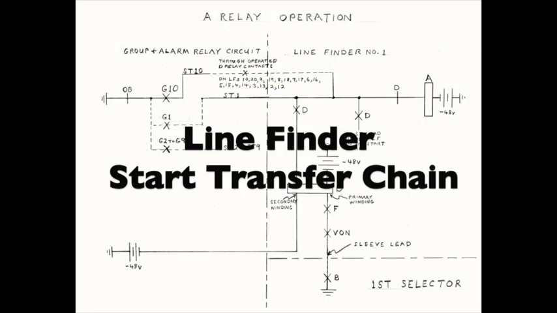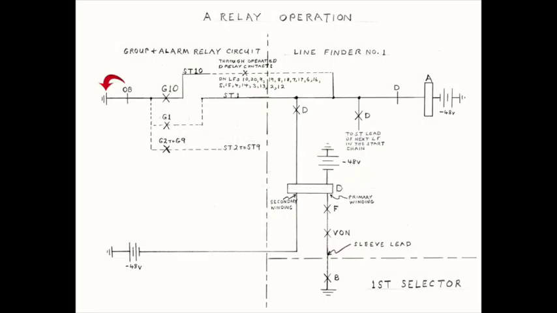The second thing the operated G relay does is extend ground to its subgroup start lead. The start lead connects to what is called the line finder's start transfer chain. The start ground will connect to the A relay winding of an available line finder. The A relay winding has battery on its other side, and so the A relay operates when connected to the grounded start lead.